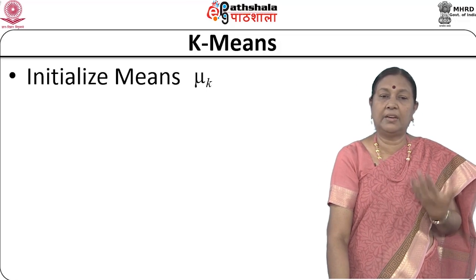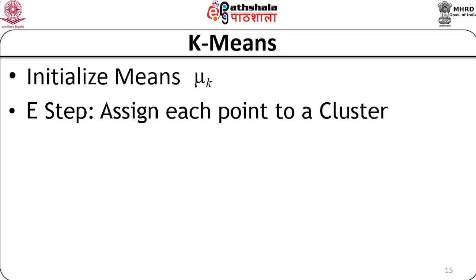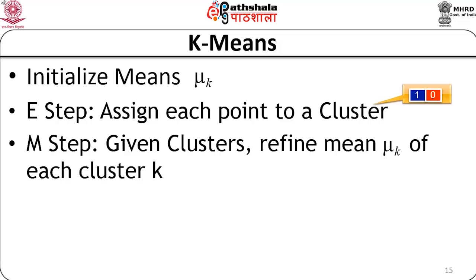So, you have a mean mu k, and in the E step, the expectation step, you assign each point to a cluster depending upon this mu value. So, it could either belong to the cluster or not belong to the cluster. Now, in the M step, given these clusters, we refine the mean mu k. So, we are assuming k clusters.